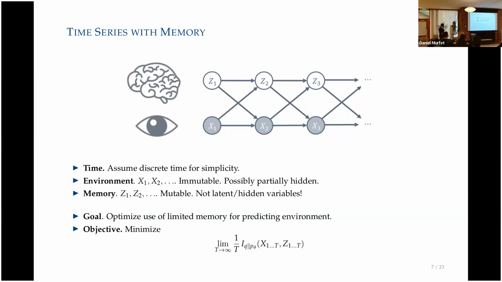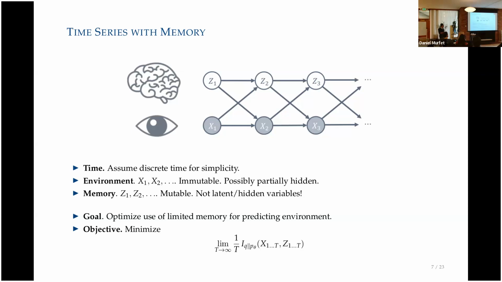So then the high level goal is that we want to optimize the use of this limited memory for predicting the environment. You can imagine, for instance, a naive thing to do is just to take the x's that you see and store them into z. But there's only so much you can store in memory, and then you're going to run out of memory. So is that the most optimal way to use memory to predict the future of the environment? That's the thing that we're trying to solve.